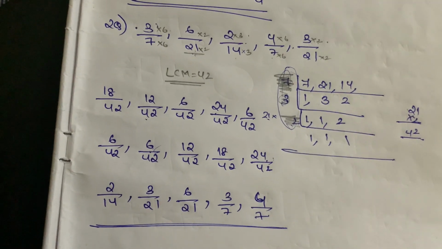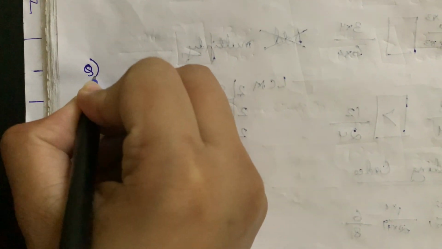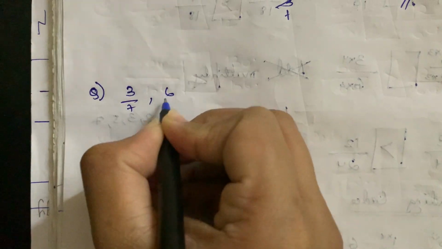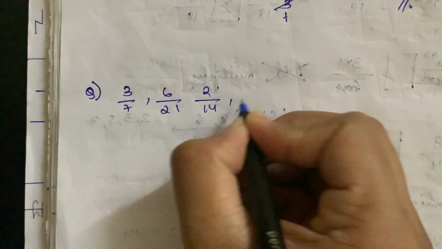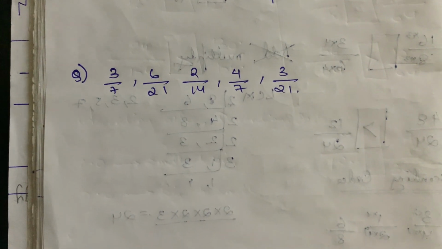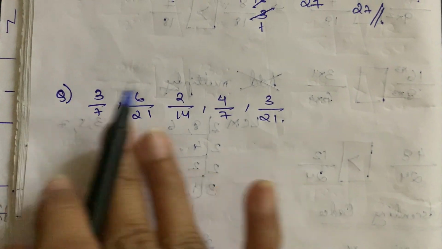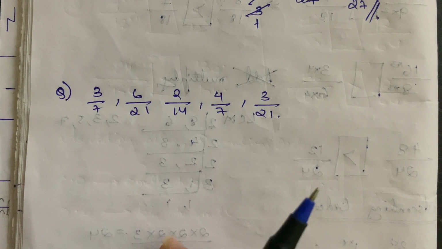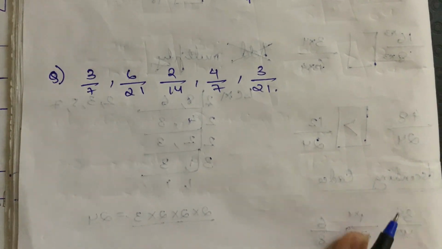This was one method. In this question, I can solve it with another method. Let me just show you that as well. The question that we had was 3 upon 7, comma 6 upon 21, 2 upon 14, and we have 4 upon 7 and 3 upon 21 is what I have in here. Now I have to arrange it in order. Assume we are not doing the LCM in here.